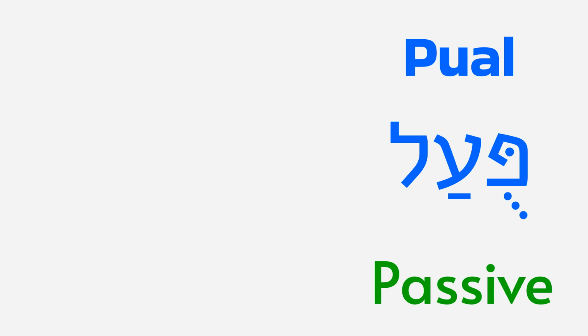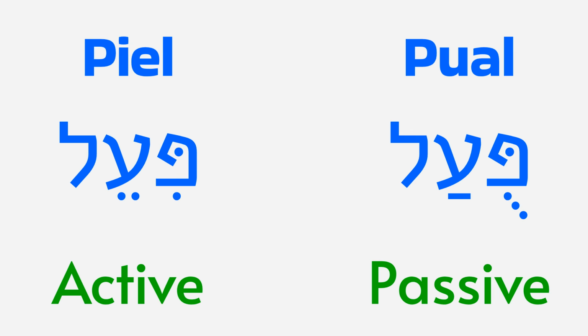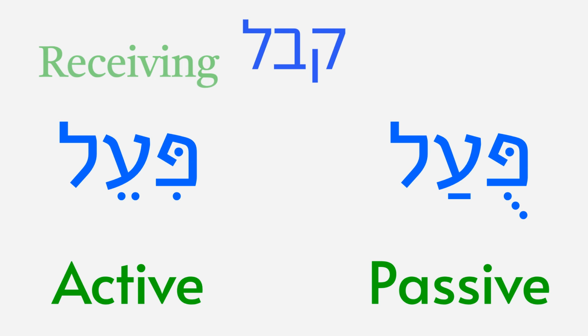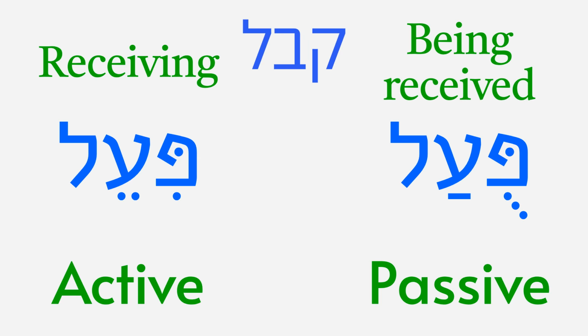The Pual is the passive counterpart of the Piel binyan. This means, in the active Piel, the subject of the verb is the one doing the action, but in the passive Pual, the subject of the verb is having the action done to them. If we put the root kuf bet lamed in the Piel binyan, it has a meaning of receiving something. So in the passive Pual, it has a meaning of being received.